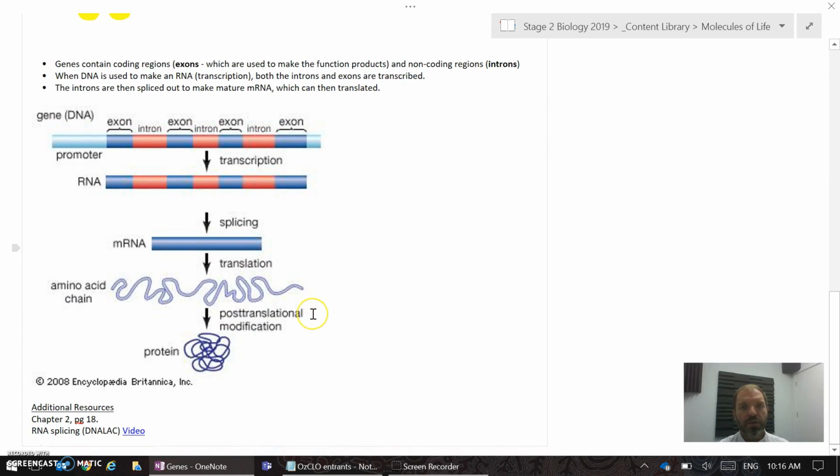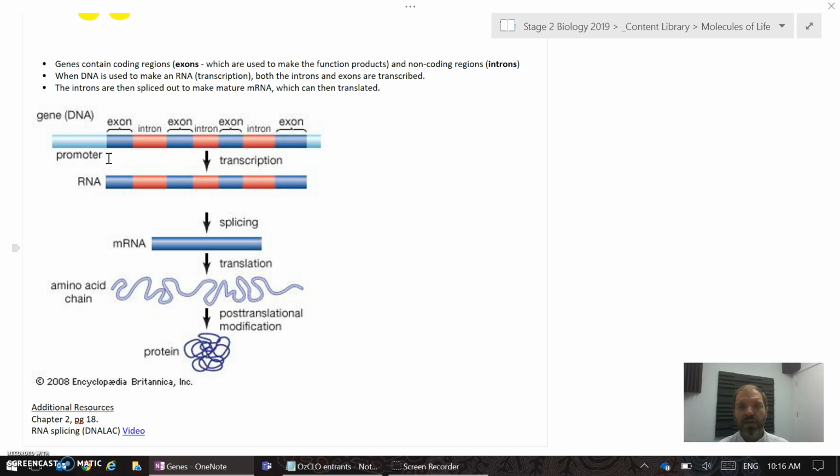Having a closer look then at the gene and its structure, what we find is that the sequence of DNA making up a gene actually has a couple of parts within it. There's a promoter where the RNA polymerase that's going to transcribe that gene and start the process of making an mRNA, if that's to make a protein, binds. That promoter region is where it binds and starts to make the RNA.